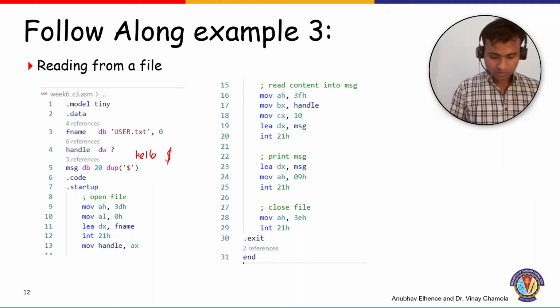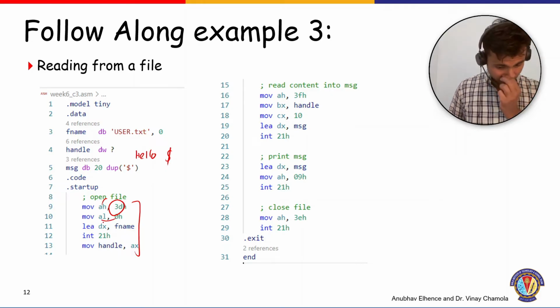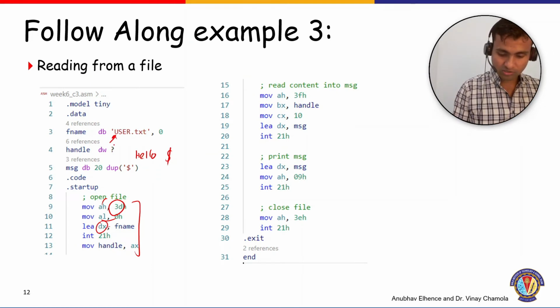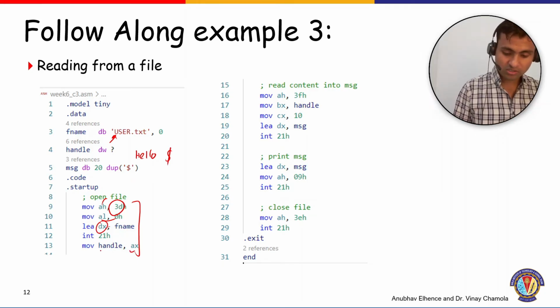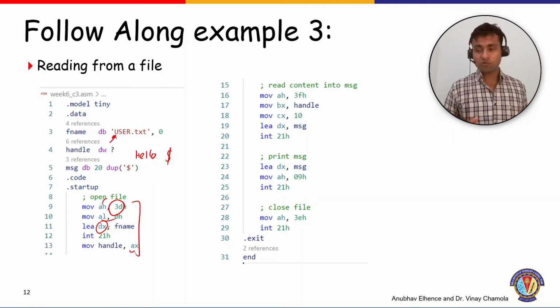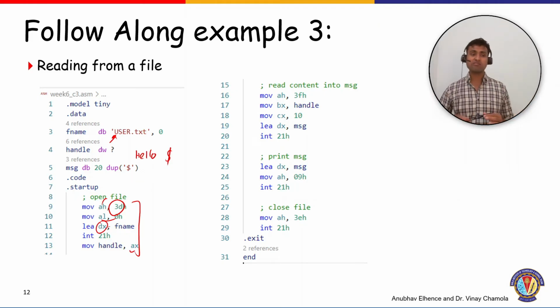So for that we'll open the file user.txt. This is the code 3D we'll put into ah, and we'll open it in read format, which is putting 0 into al. Then dx will point to the file name, basically to this u here, and then we raise the interrupt. What we get in output is the handle of the file, which gets stored in ax. In order to save that, because ax can be overwritten any time, whatever variables we have to save, do not use ax and these registers as variables. Even if you want to use something as a variable, declare a space for it in memory and then use it as a variable.